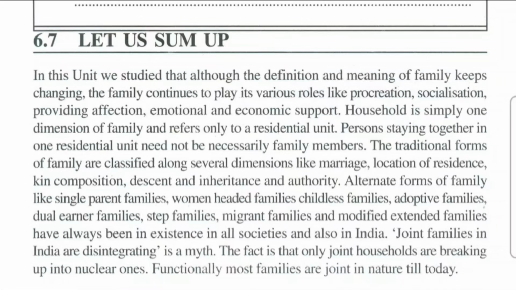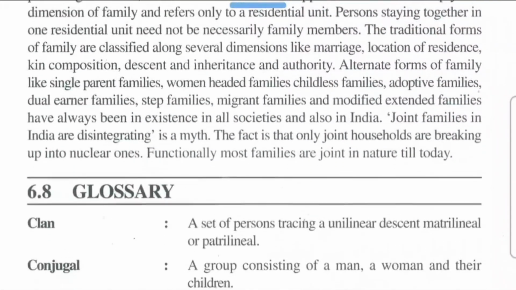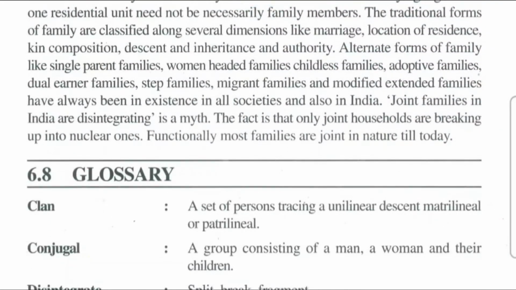The traditional forms of family are classified along several dimensions like marriage, location of residence, kin composition, descent and inheritance, and authority. Alternate forms of family like single-parent families, women-headed families, childless families, adoptive families, dual-earner families, step families, migrant families, and modified extended families have always been in existence in all societies and also in India.